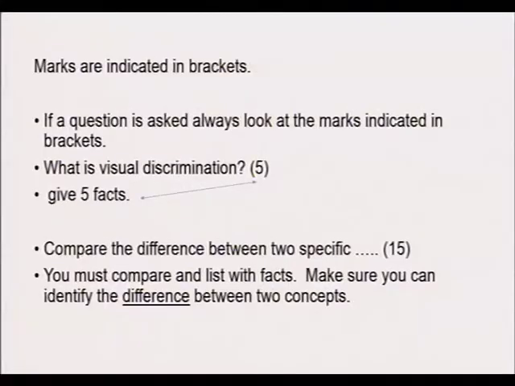Marks are indicated in brackets. If a question is asked, always look at the marks indicated in brackets, normally at the back of the question. For instance, what is visual discrimination? It counts only 5 marks. Then you must just give 5 facts. Compare the difference between 2 specific concepts, like speed reading techniques. You must compare a list of facts. Make sure you can identify the difference between the 2 concepts. It's really important that you do understand what is asked of you.